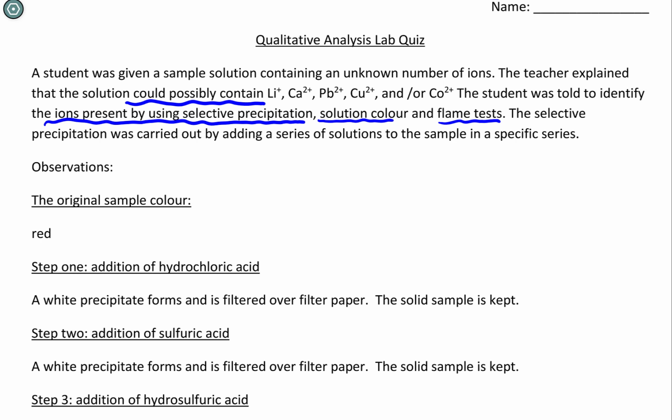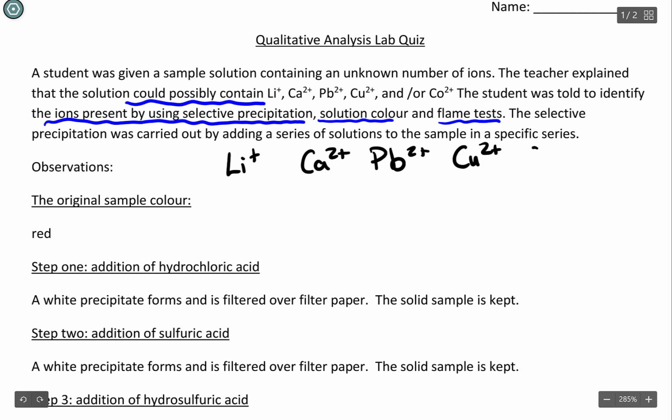Okay, so what we need to remember here is these are the possible ions. It doesn't mean that we have all of these ions present, and it's really important that we have our solubility table, as well as our precipitation table, and our solution and flame color table. All right, so the first observation says the original sample color was red. So let's go through and identify out of these ions which ones have a solution color, and if so, are they red? So I'm looking at my solution color table.